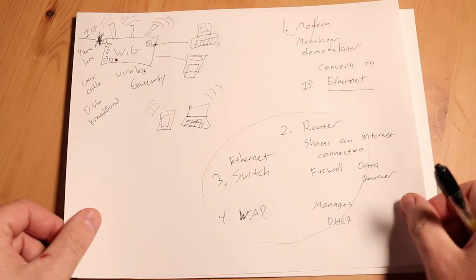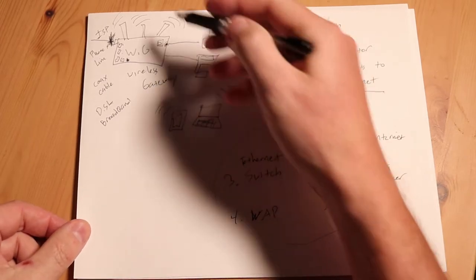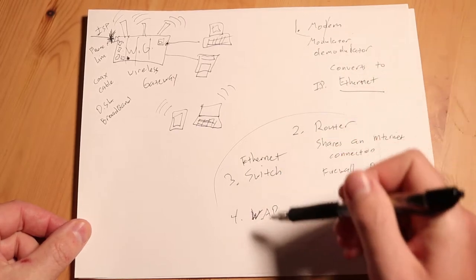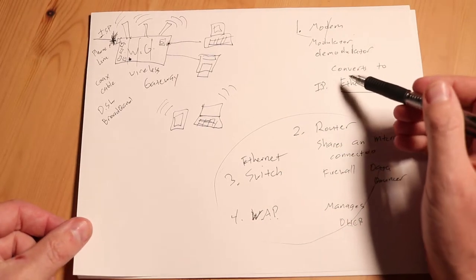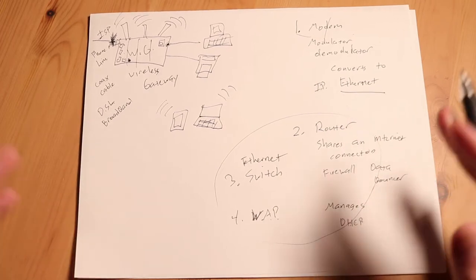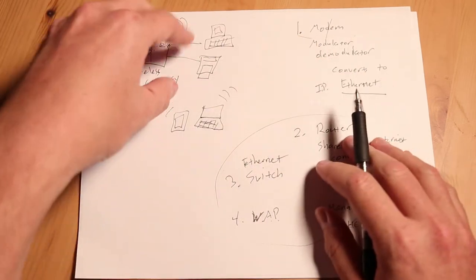Okay, so last video I talked about all these components. Actually, I talked about this one component and how if you divided it up into four pieces, it would be all these separate components inside. Now I'm going to talk about each one of these components, what they do, and how you can improve your network by using these components instead of just using a combined wireless gateway.